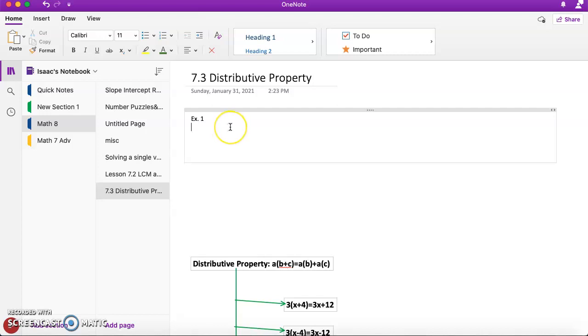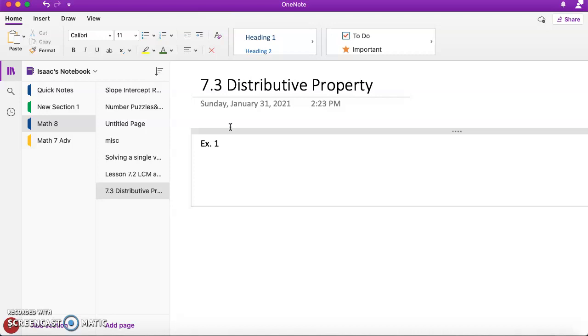this problem right here. Let's say I've got 3 times the quantity of x plus 1 equals 9. The distributive property is what allows me to say, okay, instead of 3 times the quantity of x plus 1, and inside those parentheses right there, I'm going to think of it as 3 times x plus 3 times 1. And it leaves the 9 unchanged.